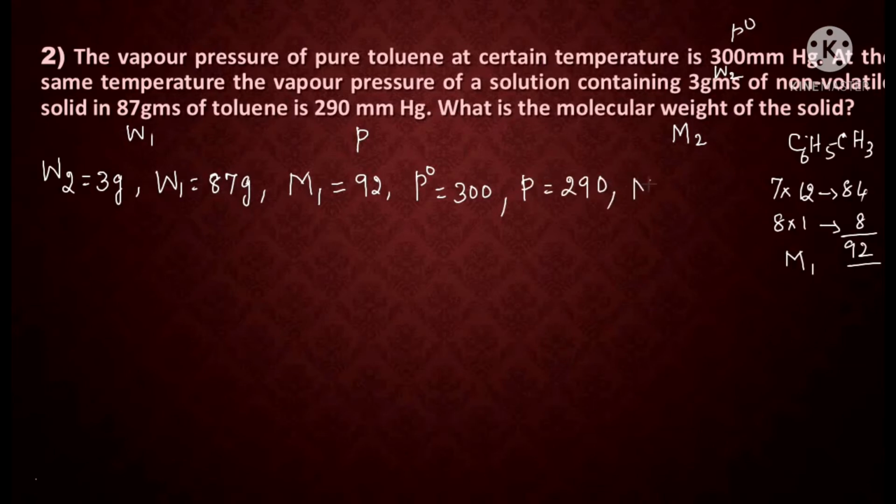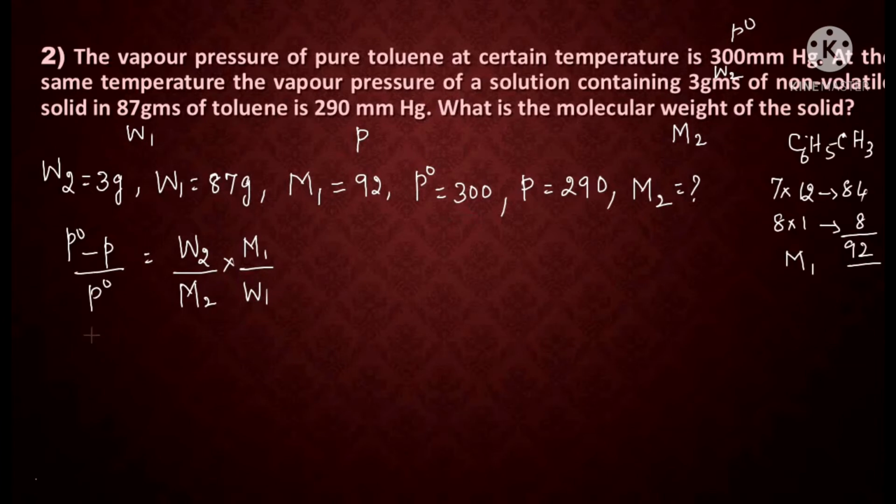and they are asking you to calculate M2. Okay, molecular mass they are asking you to calculate. Now we shall write the formula. (P0 minus P) by P0 is equal to, what's the formula, students? W2 by M2 into M1 divided by W1. Okay, now substitute all the values.